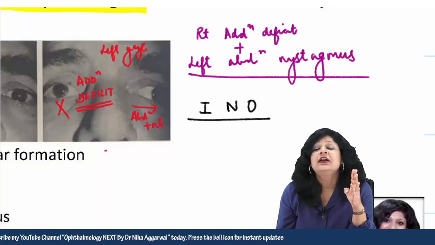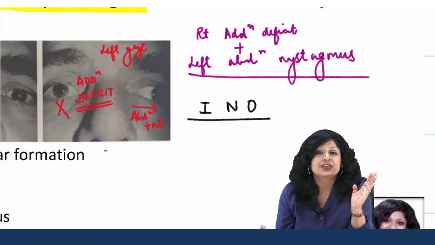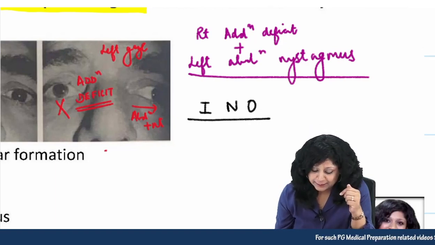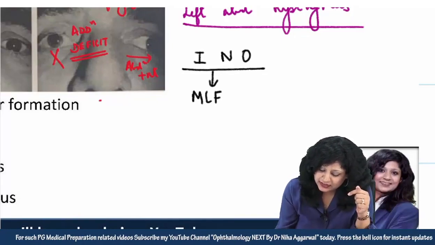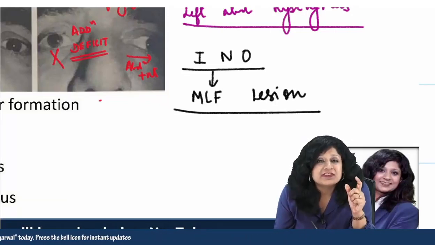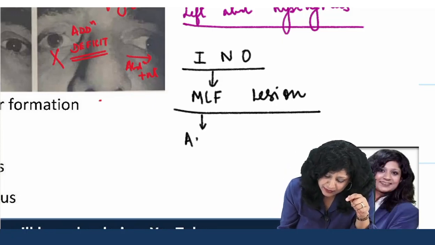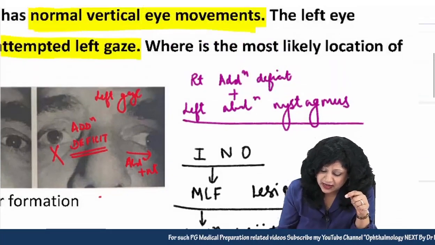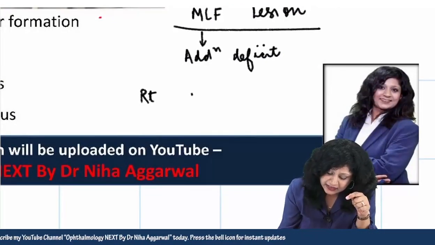In the internuclear ophthalmoplegia, I get adduction deficit on one side and the abduction nystagmus on the other side. If this concept is not very clear to you, you can always go back to the previous videos. I have shared 1.5 syndrome and internuclear ophthalmoplegia in my previous videos. So in the internuclear ophthalmoplegia, what do I have? Medial longitudinal fasciculus lesion. Whichever side I have the MLF lesion, that side there will be an adduction deficit, right? Therefore in this case I have right adduction deficit, therefore the lesion will also be in the right MLF.